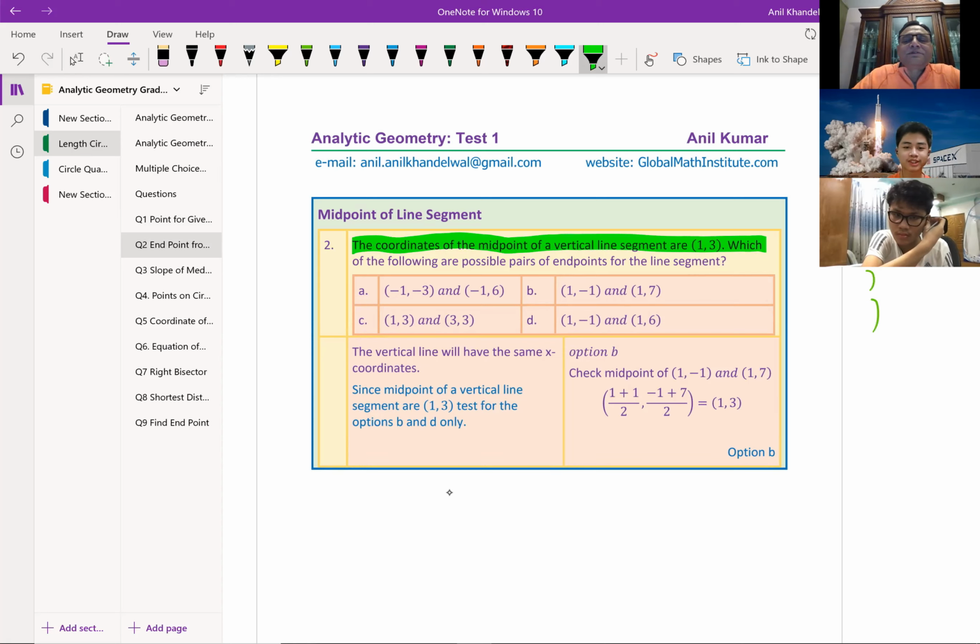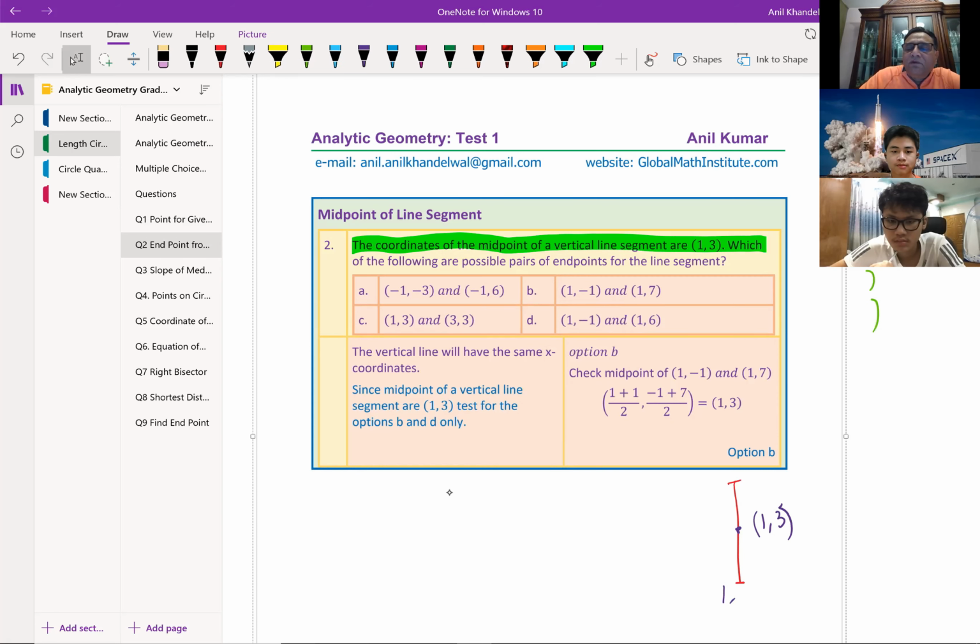The coordinates of the midpoint of a vertical line segment are 1, 3. Which of the following are possible pairs of endpoints for the line segment? Perfect. So what are we given here? We are given the midpoint of a vertical line, and we need to figure out which of these could be the possible solutions. Well, vertical line means what? The x value will remain the same, right? So if this point is 1, 3, then definitely one of the values, which is the x value, has to be 1, right?